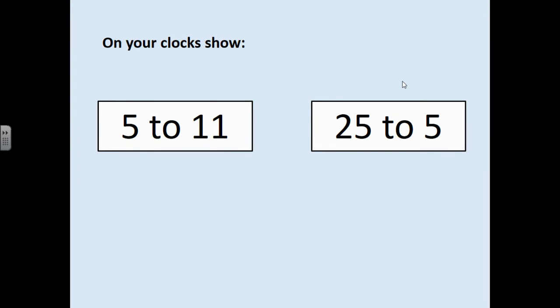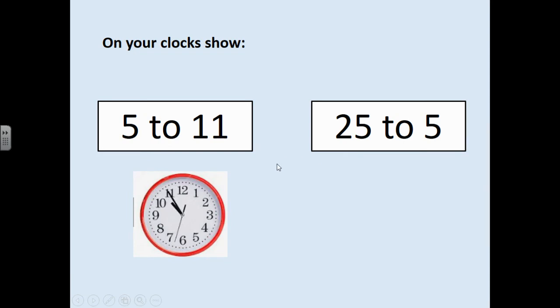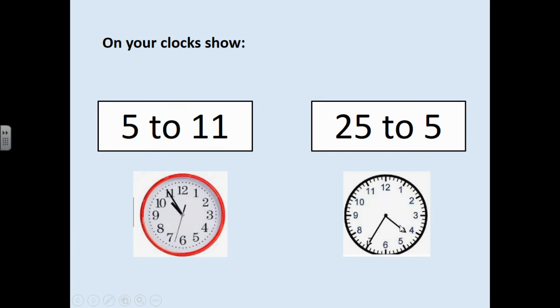Right, now pause the video here and show these times on your clocks. So it's 5 to 11, in other words 5 minutes to 11, and 25 to 5, in other words, 25 minutes to 5. Please have a go at it. Right, let's have a look. So you can see that the hour hand is just before 11 and the minute hand is on 11. Right, let's look at the next clock. The hour hand is just before 5 and the minute hand is on 7.